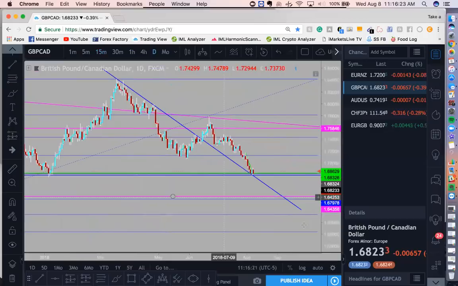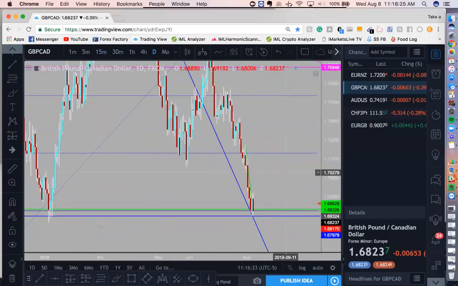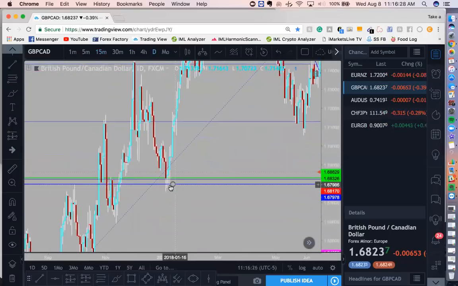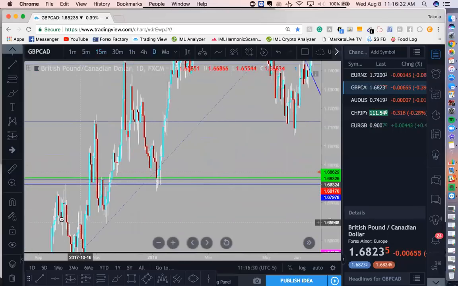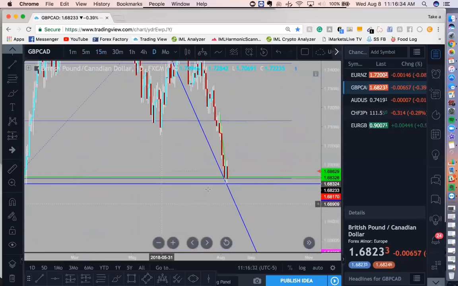Then if you zoom in, zoom in, and you're checking this out on the daily, look at this. This is a floor, right? That's a floor. That's a ceiling. Respected, respected. So draw that blue line as well. Comes all the way across here.